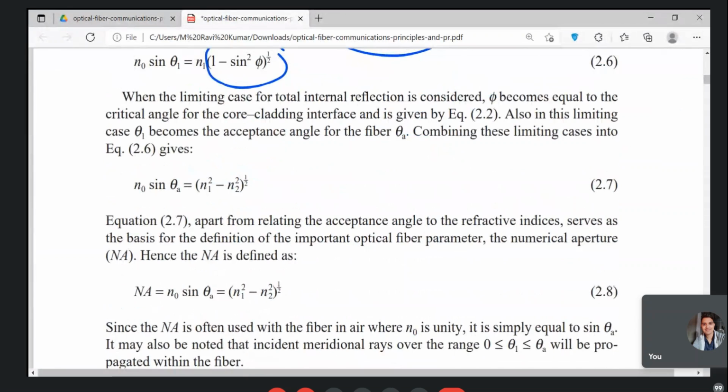Now, phi becomes equal to the critical angle for the core cladding interface, and in this limiting case, theta 1 becomes the acceptance angle for the fiber, which is theta A, the half conical angle. And when we combine these limiting cases, we get this expression: n0 sine theta A equals square root of n1 square minus n2 square.